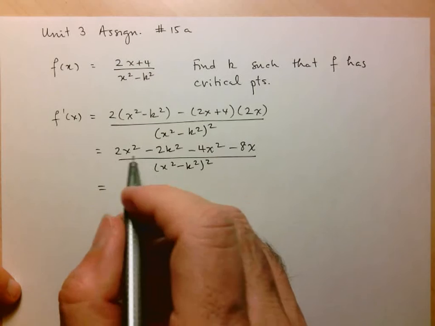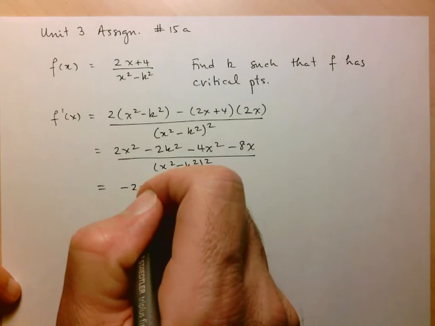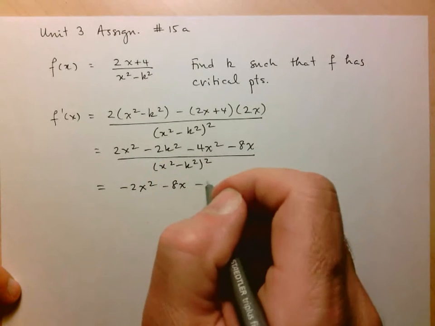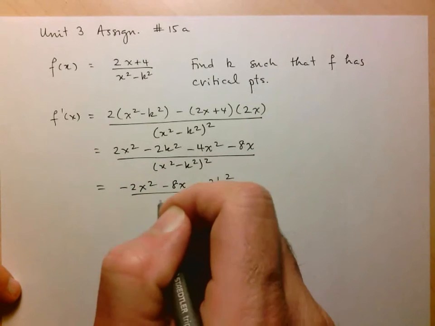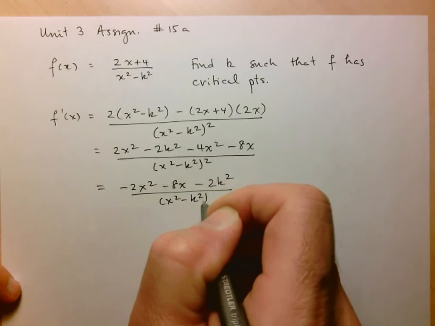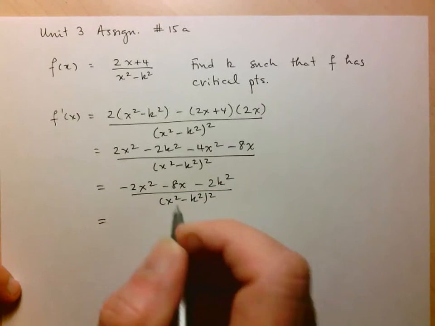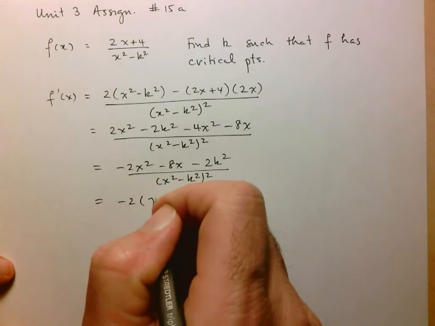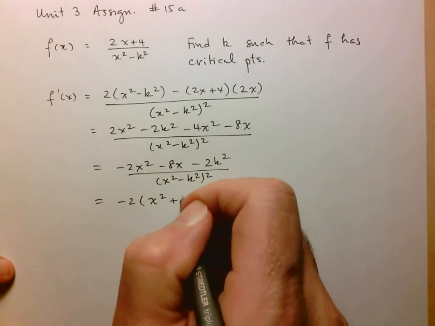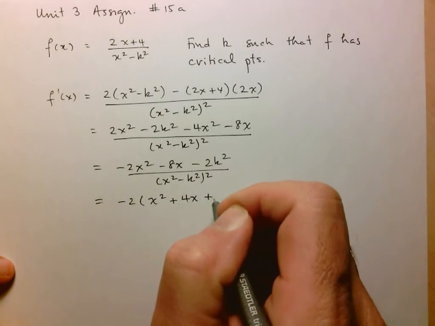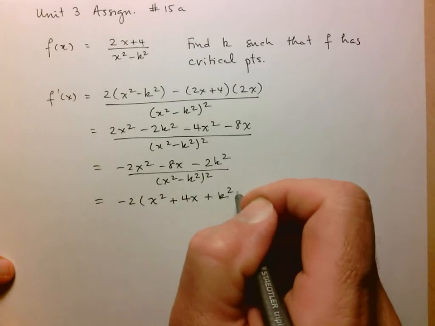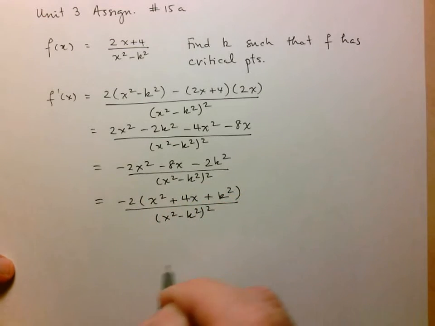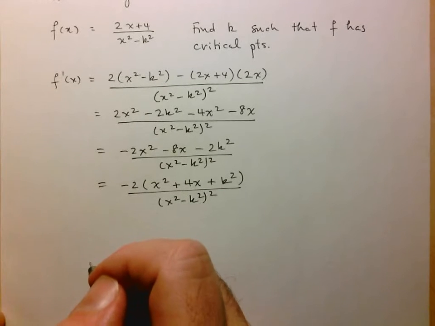Okay, let's keep simplifying. So 2 minus 4, negative 2x squared, then minus 8x, and then minus 2k squared. And we can factor out negative 2 to make things a little simpler. So negative 2, and here we're left with x squared plus 4x plus k squared, all over x squared minus k squared, squared. And that's about as far as we can go.